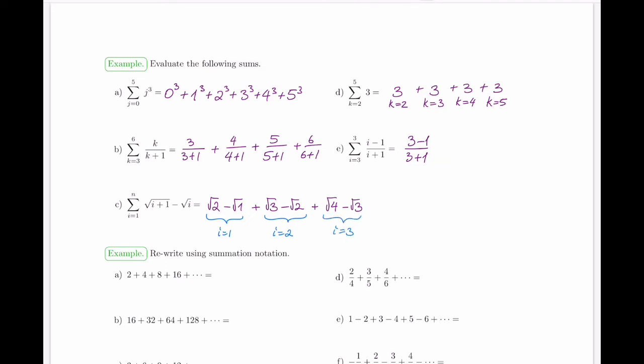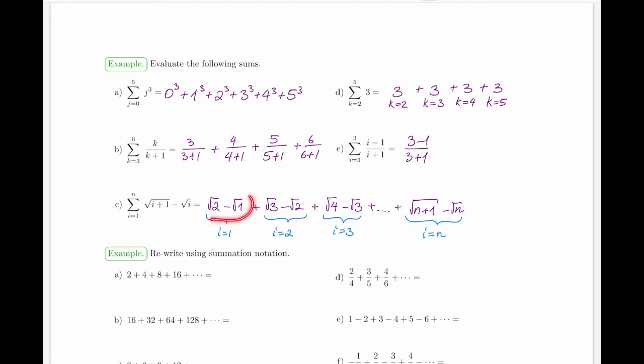Let's say I carry on for quite some time up until I hit my index n. So my last case here will be i equals n. So I'm plugging in n for i. What am I going to get? I'm going to get square root of n plus 1, not like I can simplify that, minus the square root of n.